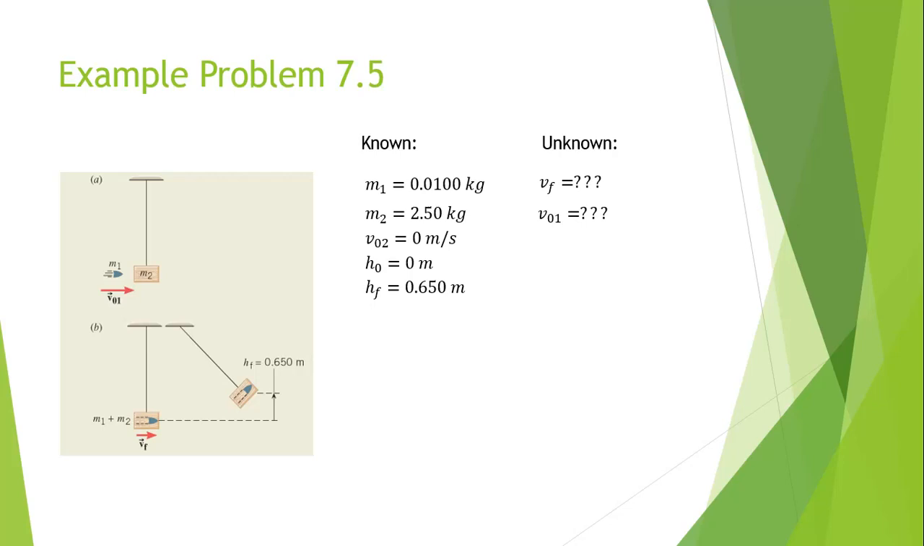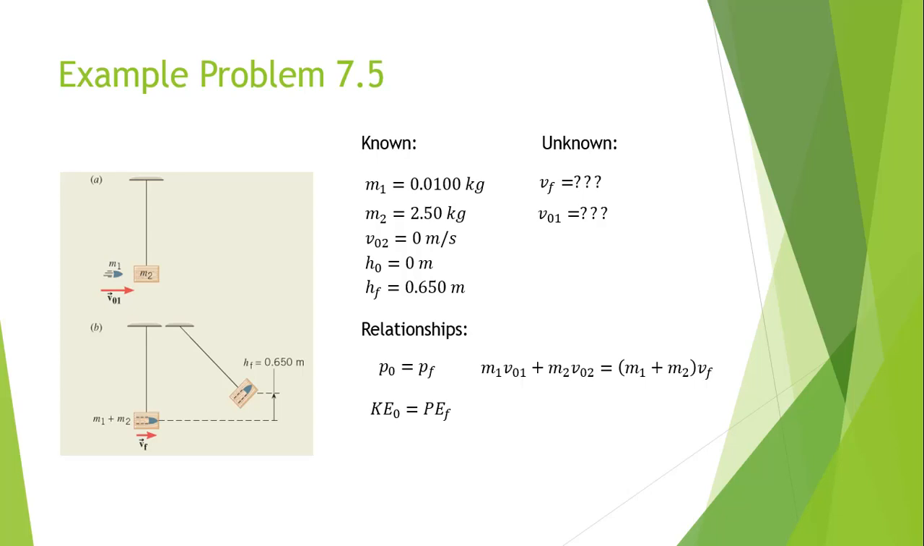So the two things that I don't really know: I don't know the initial velocity of the bullet, which I really want to know, but I also don't know the final velocity of the block and the bullet right after the bullet sticks into the block. So one relationship I have is that I know that momentum is going to be conserved in the collision. I know this is a completely inelastic collision, so I know this equation is going to be true.